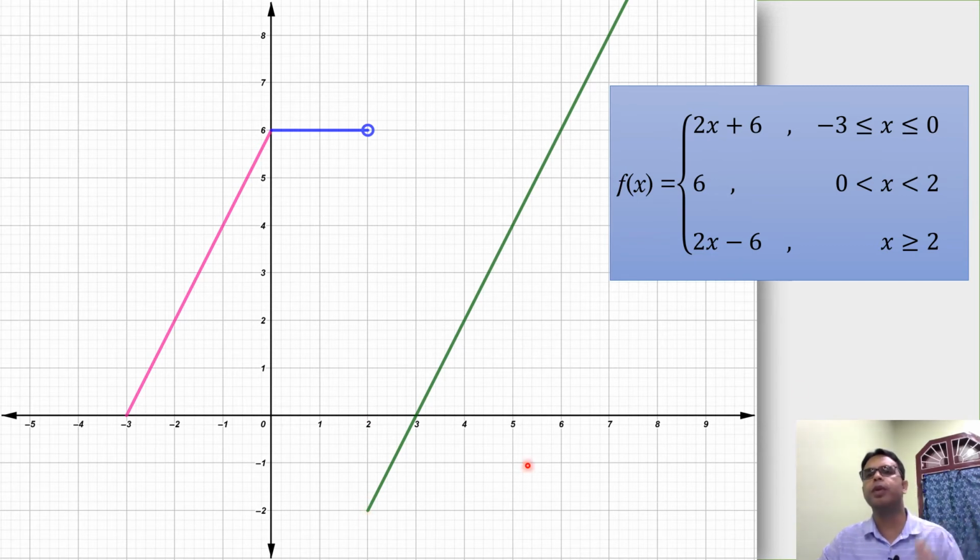And for all those values which are greater than 2, the function is equal to 2x minus 6. It is a linear polynomial again, and at x equal to 2, it is minus 2. If you give those values which are greater than 2, say 3, then 6 minus 6 is 0. So at 2 it is minus 2, at 3 it is 0, so connecting these points for all values greater than 2. So for 4, 8 minus 6 is 2, that means this point, and so on.